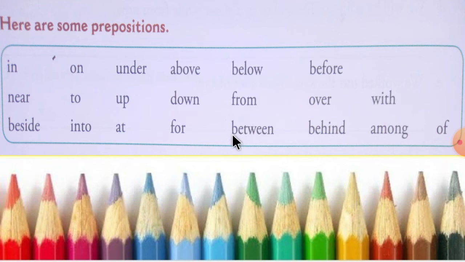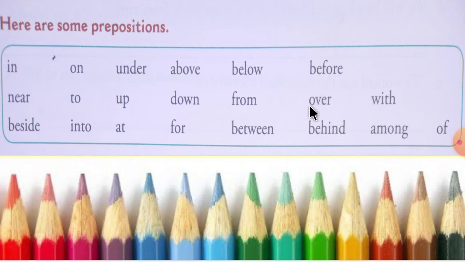Then B, E, T, W, double E, N, between. Below, from, between. Now, next: B, E, F, O, R, E, before.